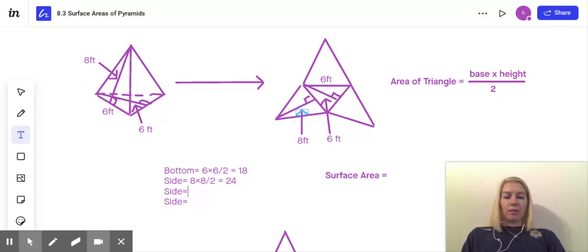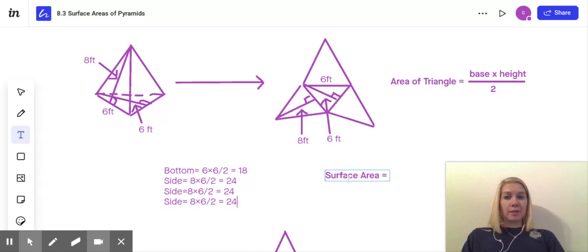Okay, and like I said, all three of these sides are exactly the same, so we can type the same thing. Oops, this should not be 8 times 8, 8 times 6. So 8 times 6 divided by 2 is 24.